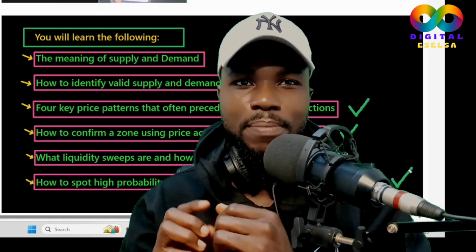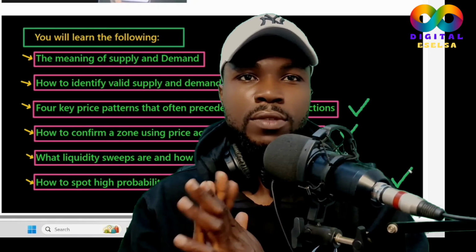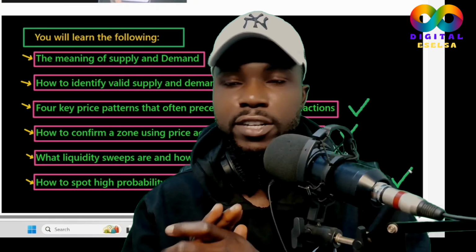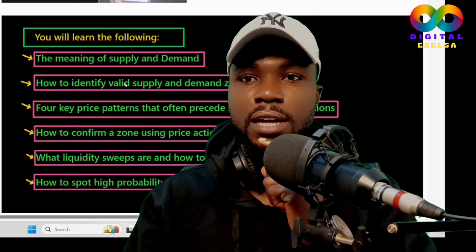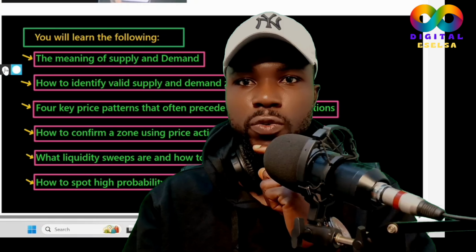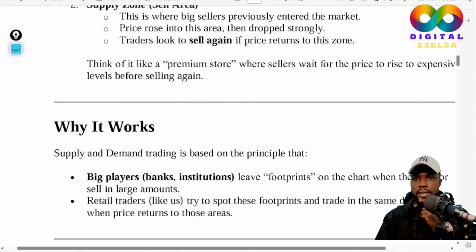So if you are able to combine liquidity, Fibonacci retracement, and market structure with demand and supply, it is going to increase your win rate, and your profitability generally as a forex trader is actually going to increase. So let's go down. Let me show you something here.